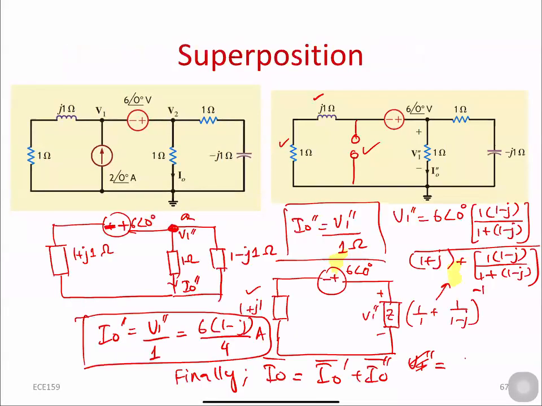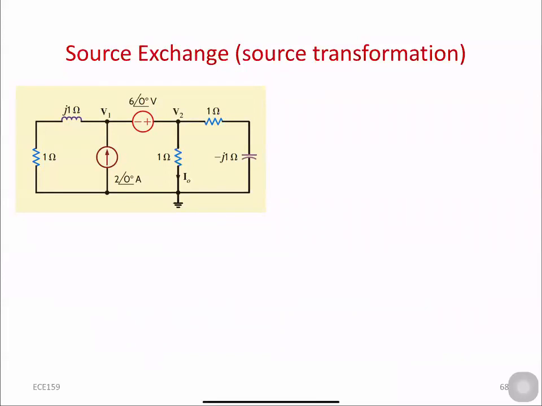This is the same circuit as the previous one, and we can exactly use the same one using source transformation. And in source transformation, what you can do is transform this current source to a voltage source in order to simplify the circuit.